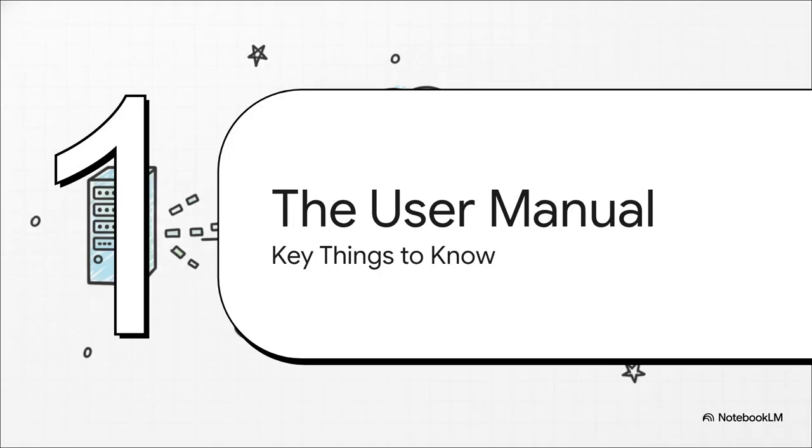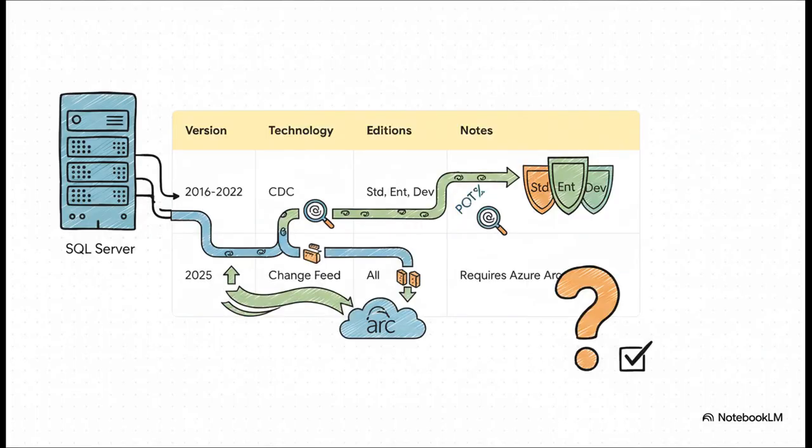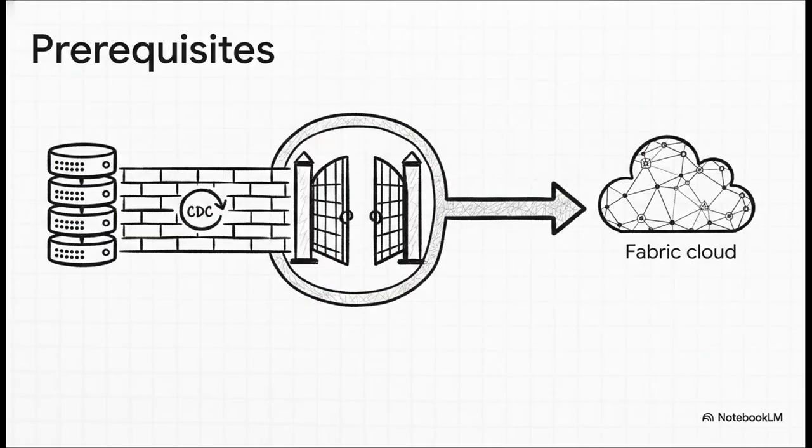All right, so that all sounds fantastic in theory, but what do you actually need to get started? Let's dive into the user manual, the practical, need-to-know stuff before you jump in. First things first, compatibility. For SQL Server 2016 all the way through 2022, mirroring works on standard, enterprise, and developer editions. And under the hood, it's using something called Change Data Capture, or CDC. Now, for the upcoming SQL Server 2025, it uses a new feature called a change feed, and it's going to need a connection to Azure Arc. So the bottom line is, just make sure you check your version and edition before you get too far down the road.